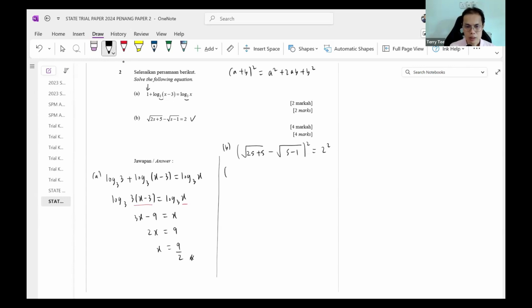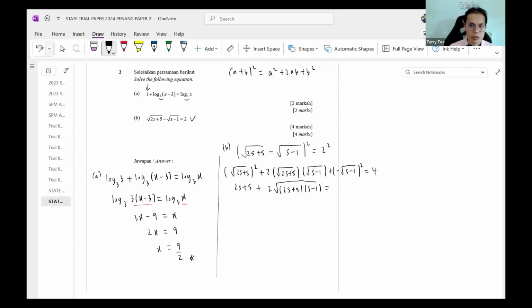So your a is the square root of 2s plus 5, squared, plus 2 times the square root of 2s plus 5 and the square root of s minus 1, and then minus the square root of s minus 1, squared, equals 4. So let us square this, cancel out the square root. The 2 here, you can leave it outside. The square roots can multiply together. This is 2s plus 5 with the s minus 1.